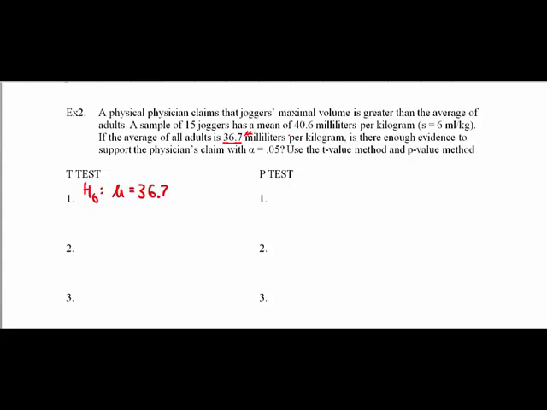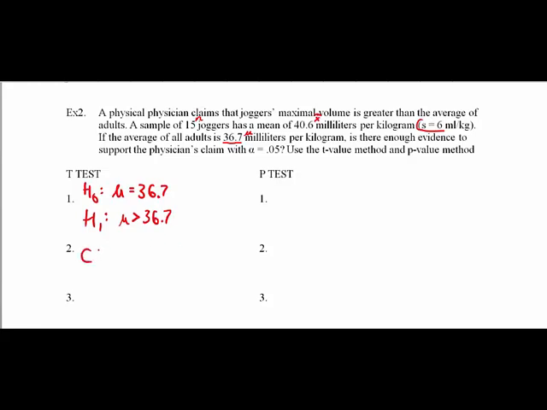And the reason it's the mu is that it's the average of the adults, and his small sample of 15 joggers, this is our x bar. This is the average of our small group of sample size n, and the standard deviation represented by this letter S is right here. Okay, so our alternative hypothesis is his claim that the maximum volume is greater than the average adult, so it's going to be greater than 36.7.